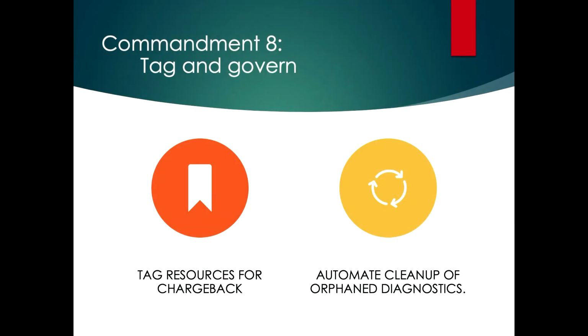Commandment number 8, tag resources for chargeback and automate cleanup of orphan diagnostics. At the end of the series, I showed you how you can set up a strategy where you have 2 data collection rules, one that collects a lot more data and one that collects fewer fields. And you can change that data collection rule using a policy, and also using a tag. So when you change the tag on a VM, for example, or a resource, it doesn't need to be a VM.